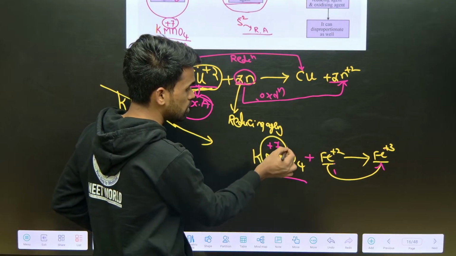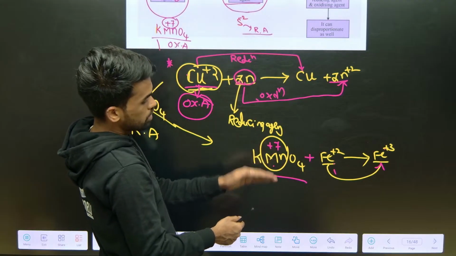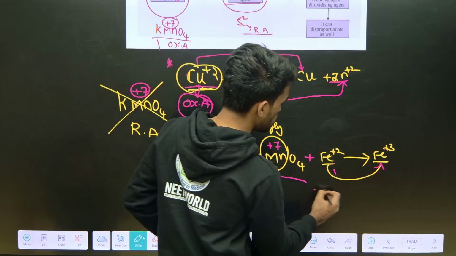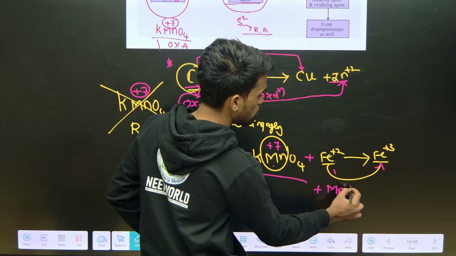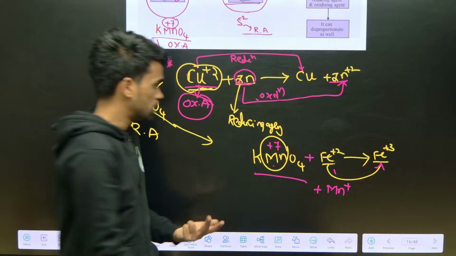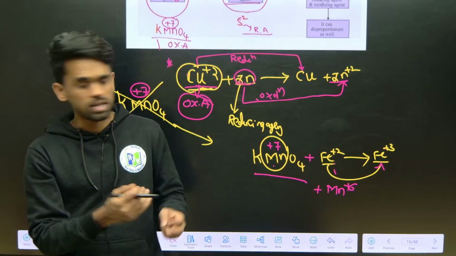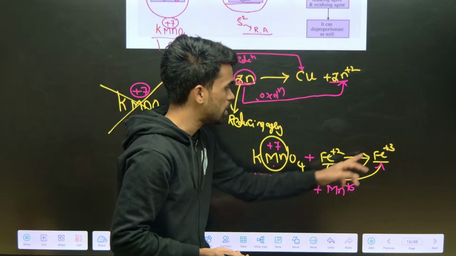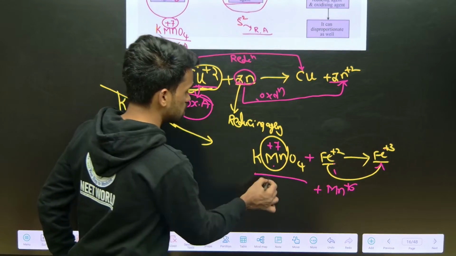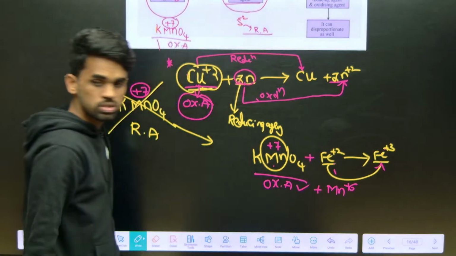manganese +7, because it is already in the maximum oxidation state, so it can reduce itself into a lower oxidation state. Lower oxidation states means it can be a +6 one, or a +4 one, or a +2 one. Like that it can reduce itself and oxidize others. So that's why we are saying KMnO4 can only be an oxidizing agent, not a reducing agent.